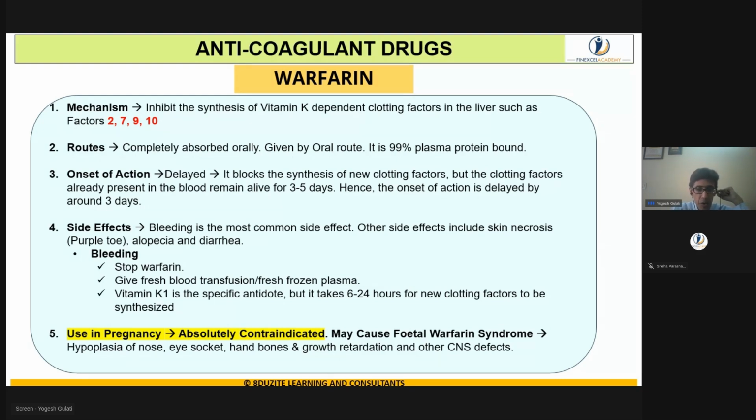Okay. So because warfarin can cause fetal warfarin syndrome, when the baby is born, there can be hypoplasia of the nose, eye socket, hand bones, and there is growth retardation and other multiple CNS defects. So which is known as fetal warfarin syndrome. This is a condition. So warfarin is not to be given in pregnancy.